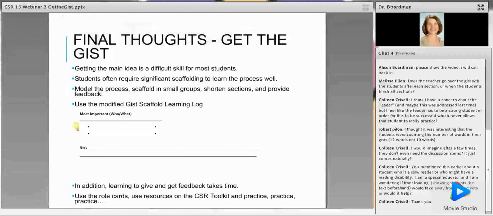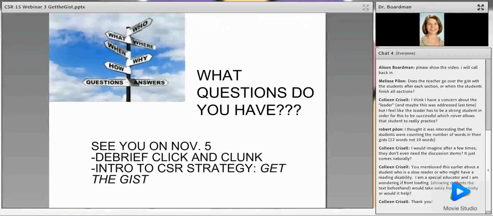And here's what I was looking for right in the middle of this slide. That's what the modified learning log has for the GIST section, so that kids can actually write down that most important information prior to writing the GIST, if that's something that's helpful for them. So this work takes time. It takes a lot of practice, and kids will really, really get better at it. They're going to knock your socks off, and I think they're going to be better when they're asked to use this skill in other areas of school and in life.